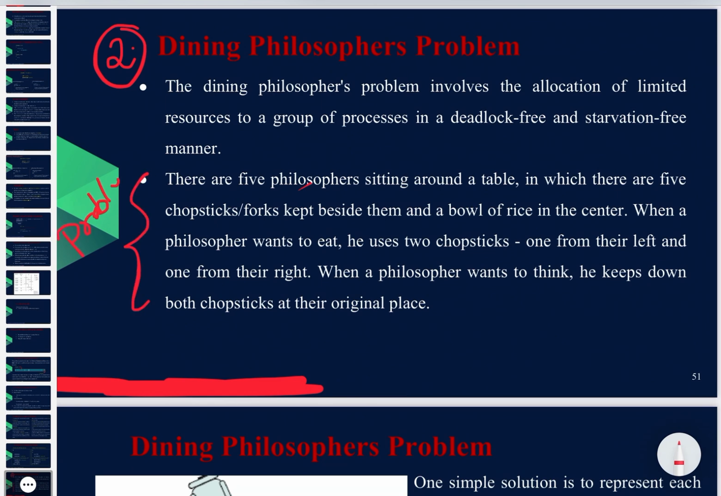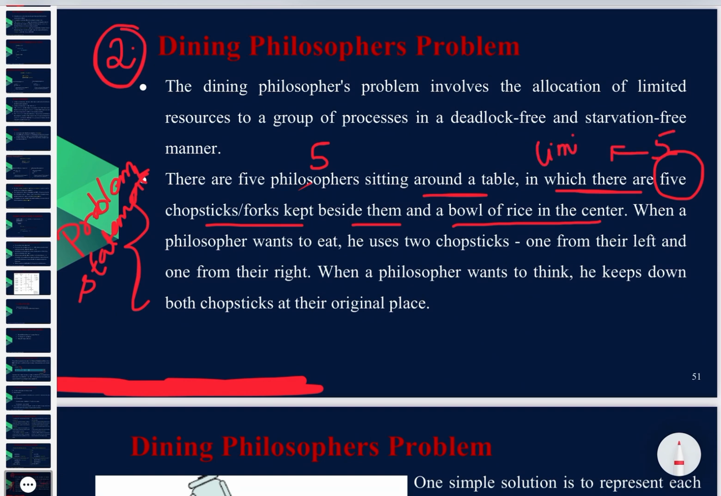The problem statement says that there are 5 philosophers around a table, in which there are 5 chopsticks or forks kept beside them and a bowl of rice in the center. So how many philosophers are there? 5. And how many chopsticks are there? 5. So that means it is a limited resource, because when you want to eat, you need 2 chopsticks. So in total you need how many chopsticks? You need 10 chopsticks in total.